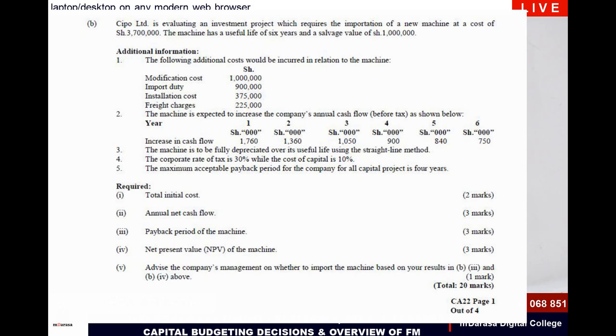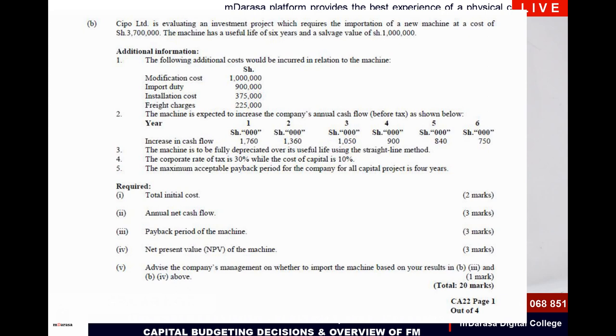Note two, the machine is expected to increase the company's annual cash flow before tax, as shown below. So, the machine is expected to increase the company's annual cash flow before tax, as shown below, which is given as follows. So I'm given year 1 to year 6 increase in cash flow.